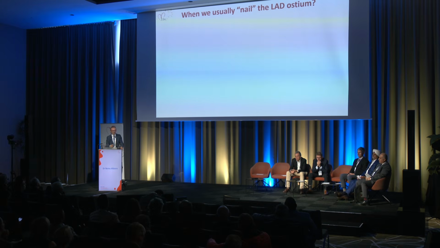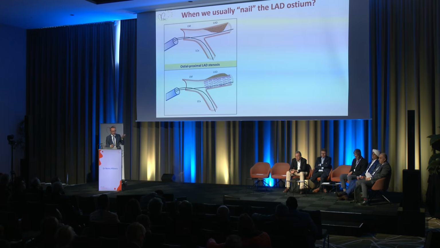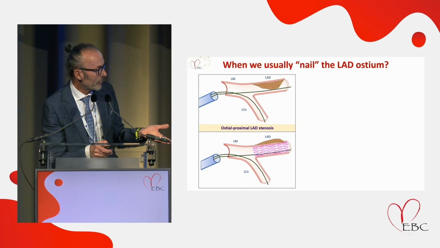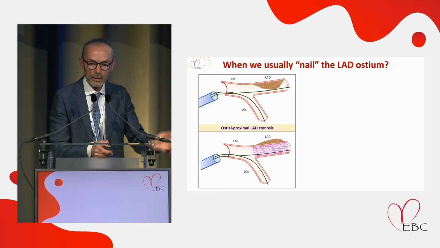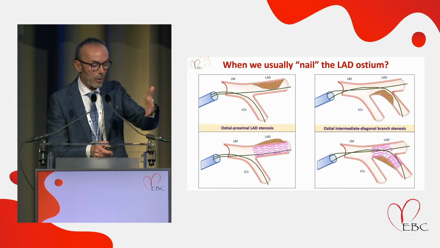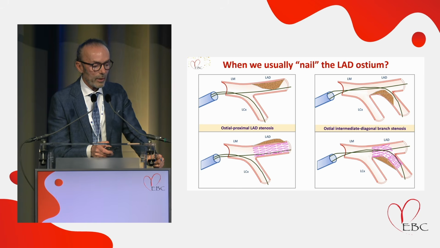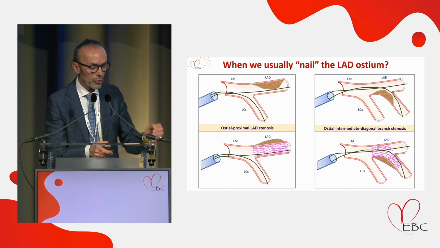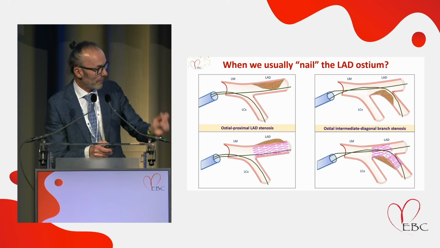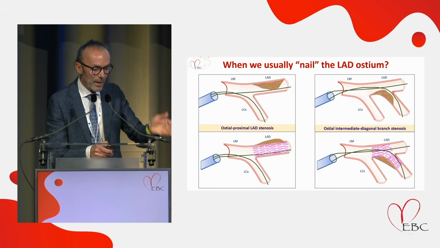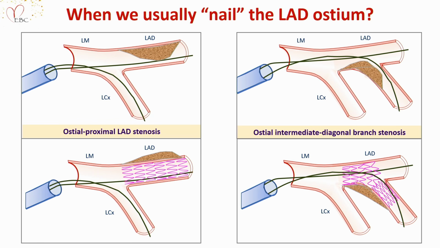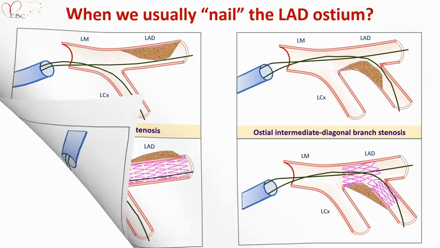But I want to go on and say when we usually nail the ostium, the LAD ostium. This is the first case. This is a proximal LAD, and he went to the proximal, to the ostium. This is not a real ostium. It's a proximal LAD that extends to the ostium. So we went to nail. For the circ, the same. There is a big intermediate diagonal branch, and we want to be able to do a provisional from the intermediate to the LAD. So we want to have the space and to nail the ostium of the LAD. These are the two cases when I always try to nail the ostium of the LAD.